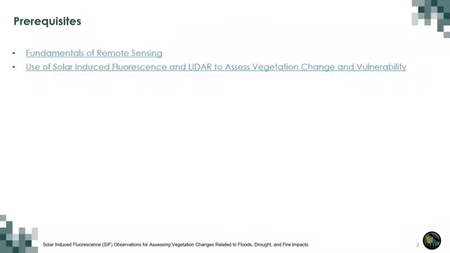And just a reminder, these are the prerequisites for this training: the fundamentals of remote sensing, and a couple of years ago we did an introductory training on SIF. It was SIF and LiDAR to assess vegetation change and vulnerability, so the prerequisite would be a review of the SIF component of that training.